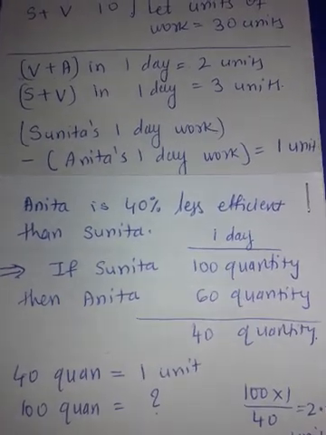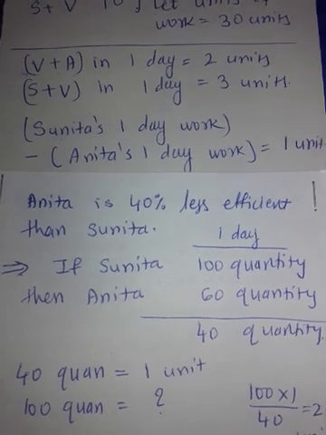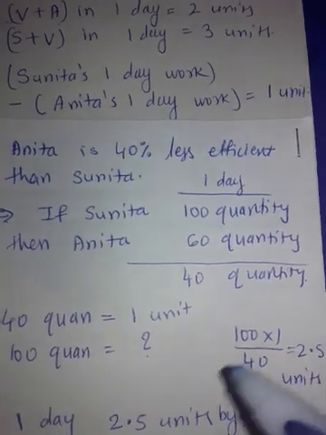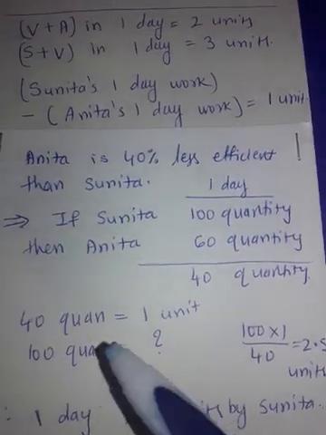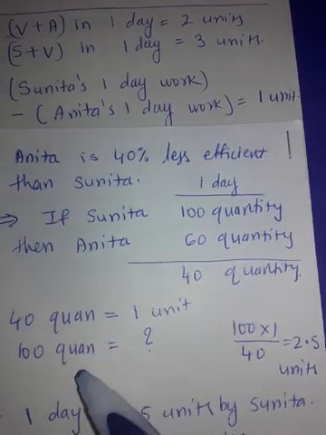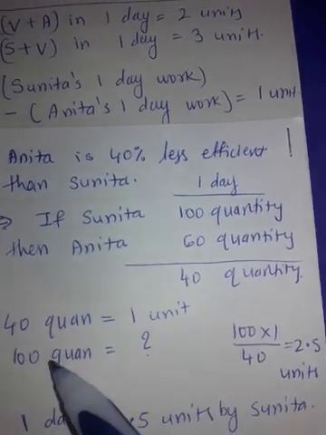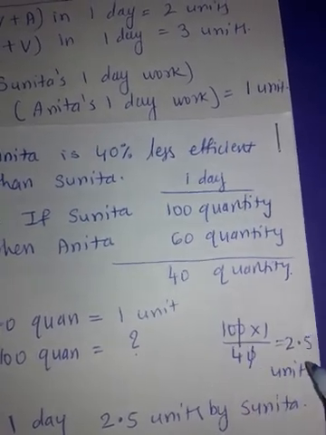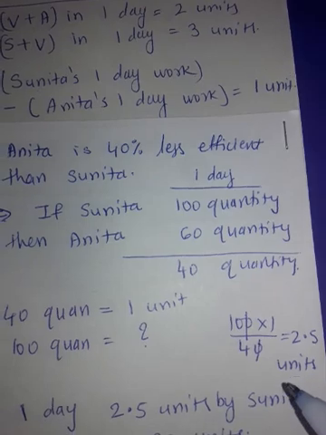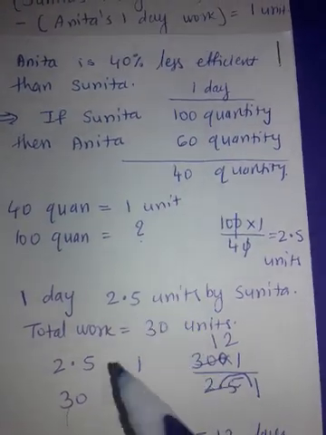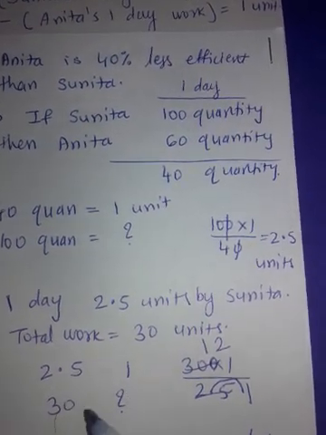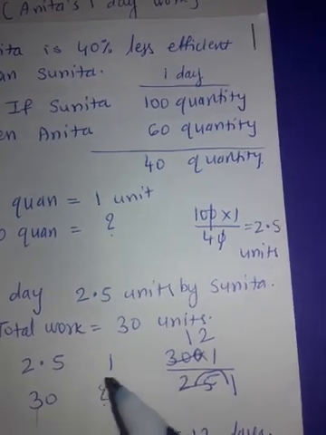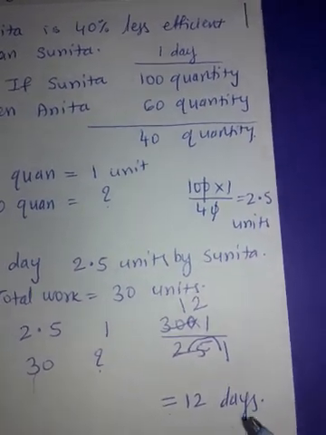And what we want is in how many days Sunita can finish. So in one day Sunita finishes 100 quantity. 40 quantity is 1 unit. 100 quantity is how many units? 100 into 1 divided by 40, 10 upon 4 is 2.5. So 2.5 units in one day Sunita finishes. So total work of 30 units she will finish in 30 into 1 divided by 2.5, that is 12 days.